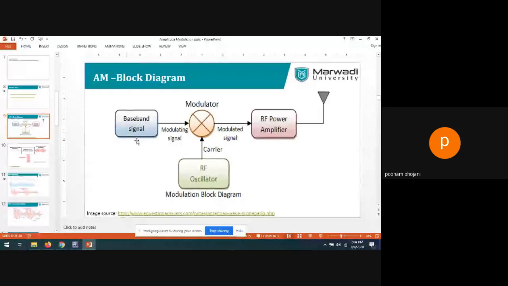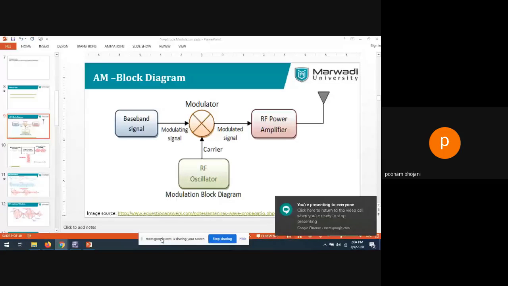I can see your screen. Okay, you are not able to see the screen, sorry. Actually I have refreshed the page, that's why. Okay, so I have continued with this one, the AM block diagram. Now you are able to see the screen, right?